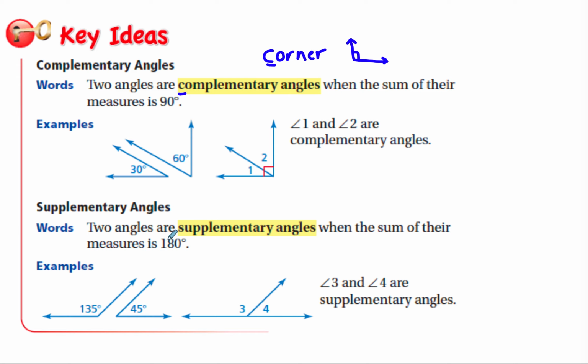Supplementary angles. Two angles are supplementary angles when the sum of their angle measures is 180 degrees. Again, they don't have to be adjacent, but they can. If they are adjacent, they'll look like a straight line put together. Supplementary starts with an S. And when I think supplementary, I think straight line, which also starts with an S. So complementary, corner, 90 degrees. Supplementary, straight line, 180 degrees.